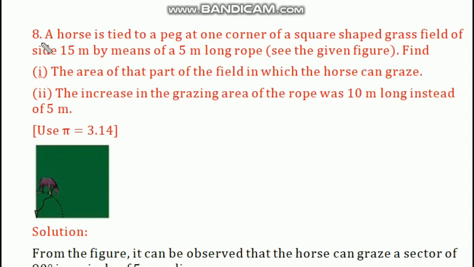Students, let's discuss exercise 12.2, eighth sum. A horse is tied to a peg at one corner of a square shaped grass field of side 15 meter by means of a 5 meter long rope. Find the area of that part of the field in which the horse can graze. Also find the increase in the grazing area if the rope was 10 meter long instead of 5 meter.